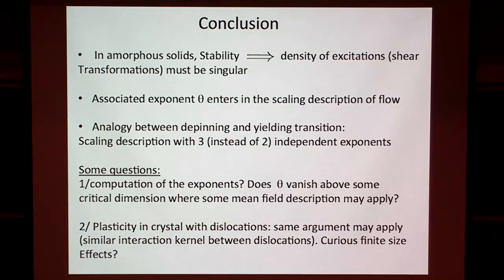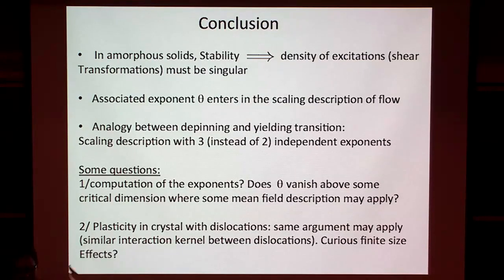Okay, so there are clearly things that we don't understand at all. So we propose a scaling relation, but we have no clue about what those exponents are, what fixes their actual values. To me, the most interesting is this exponent theta, because that's the real new thing with respect to depinning. But we don't even know if it should vanish above some critical dimension where mean field should apply and the hyperscaling relation should break down. I mean, even this, we don't know. Yeah, what would be the mean field description and at which dimension it would apply.